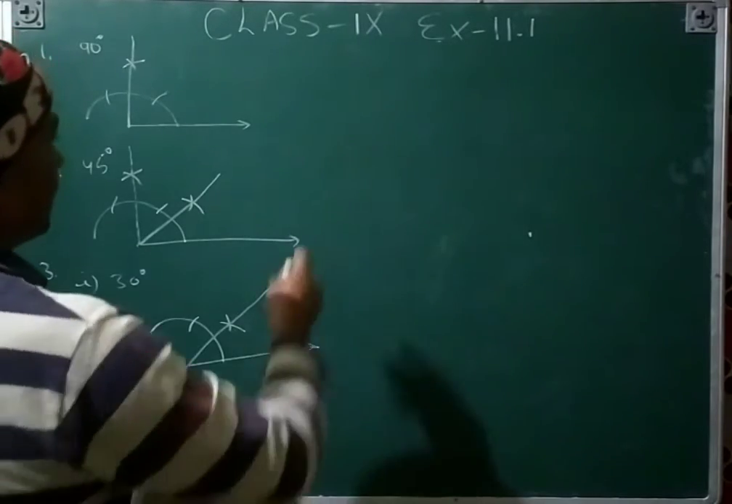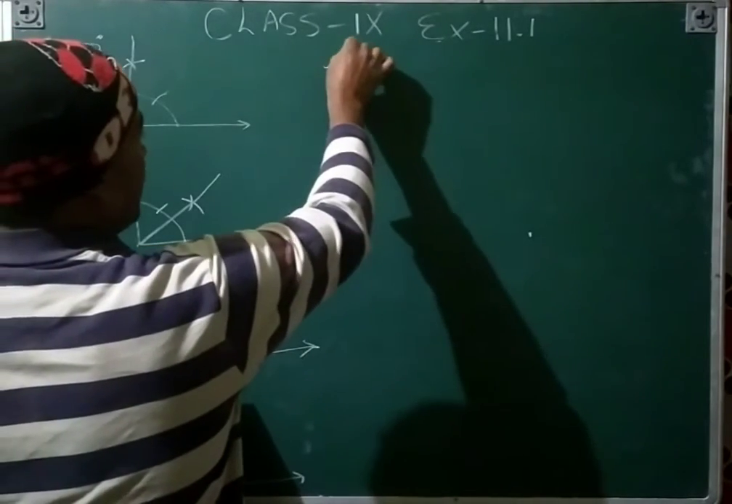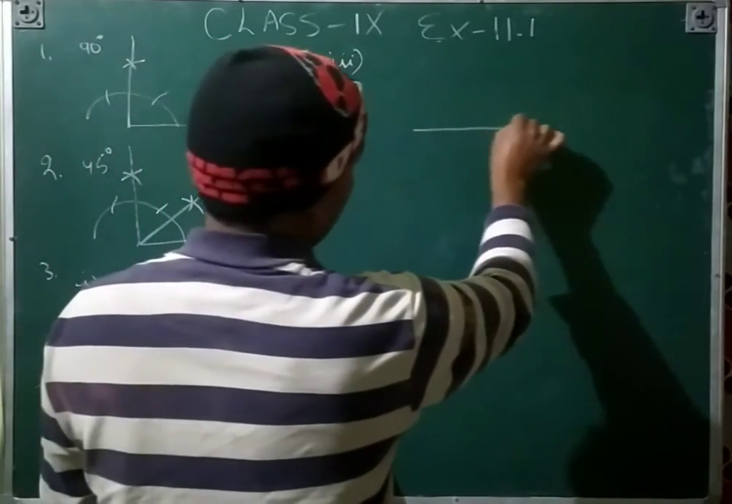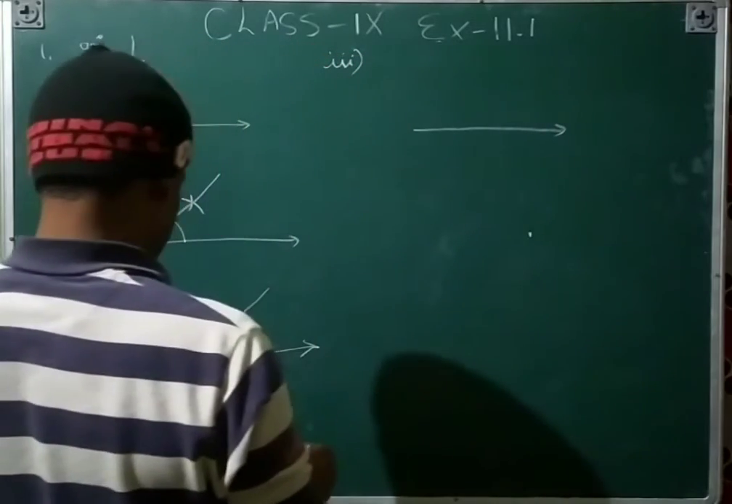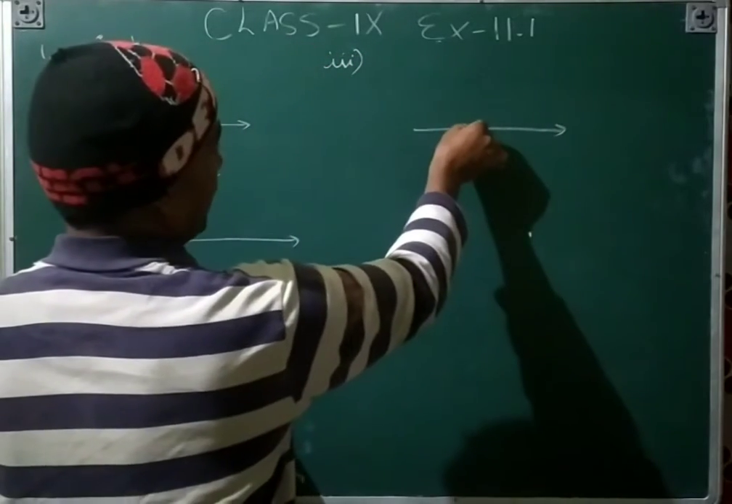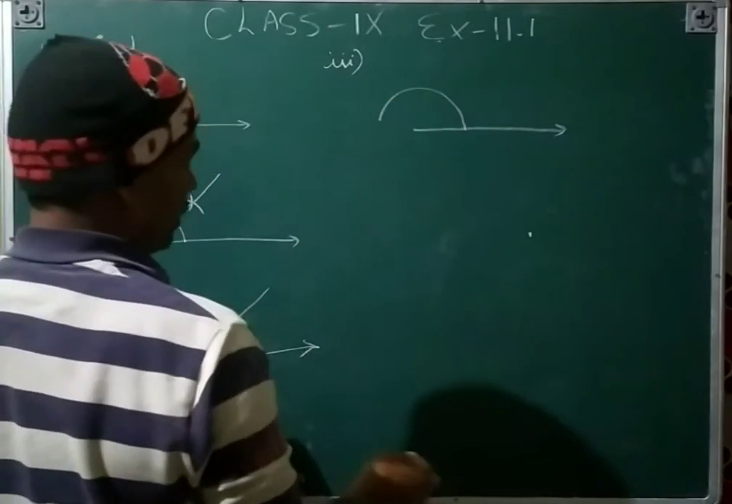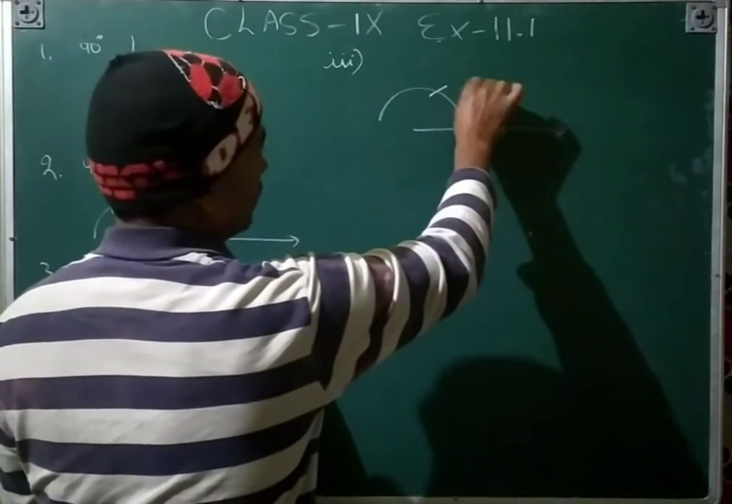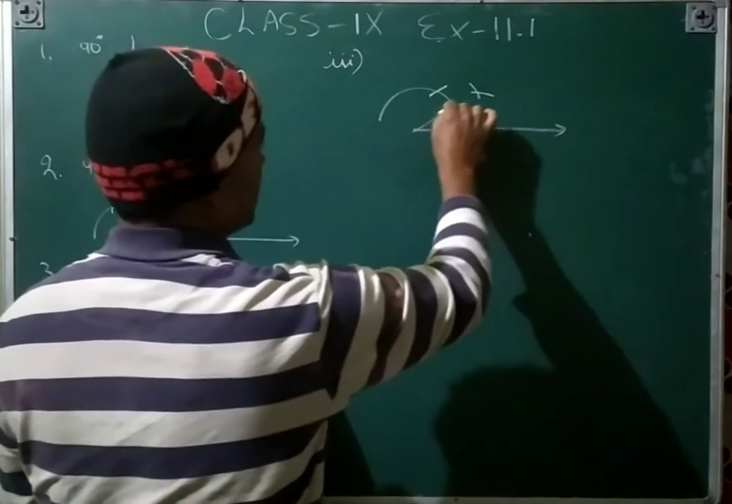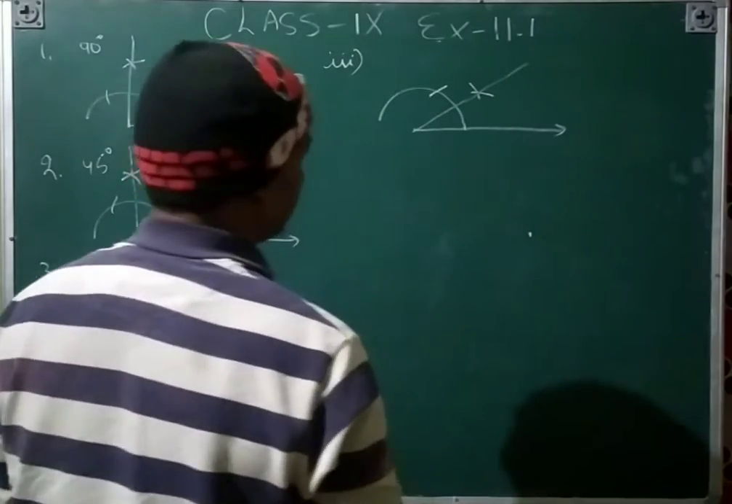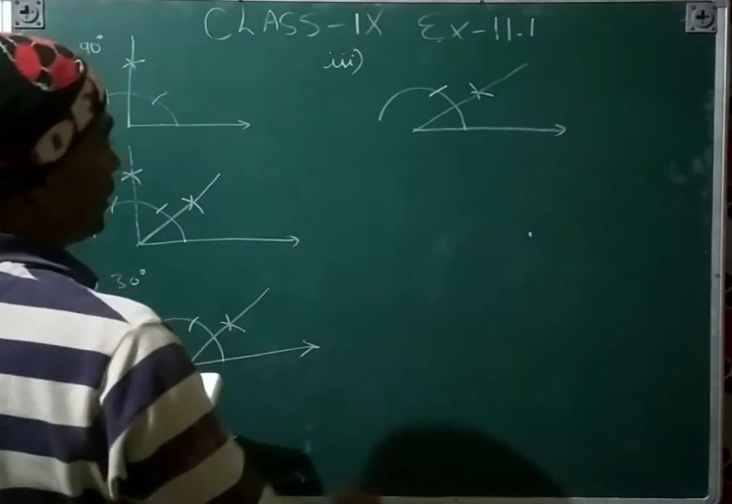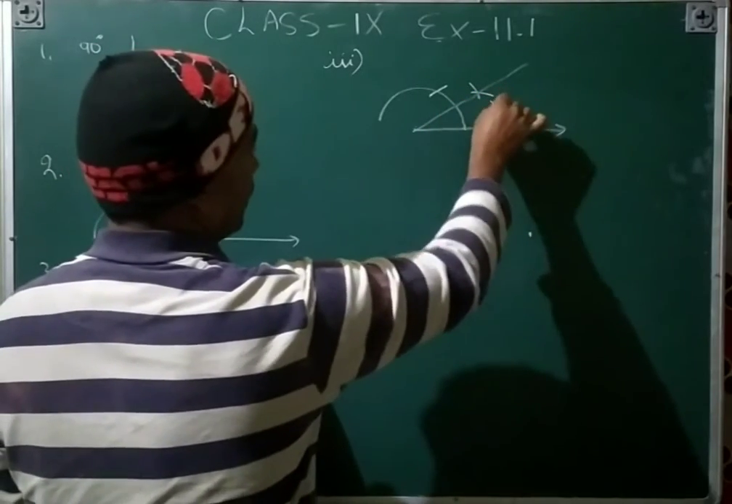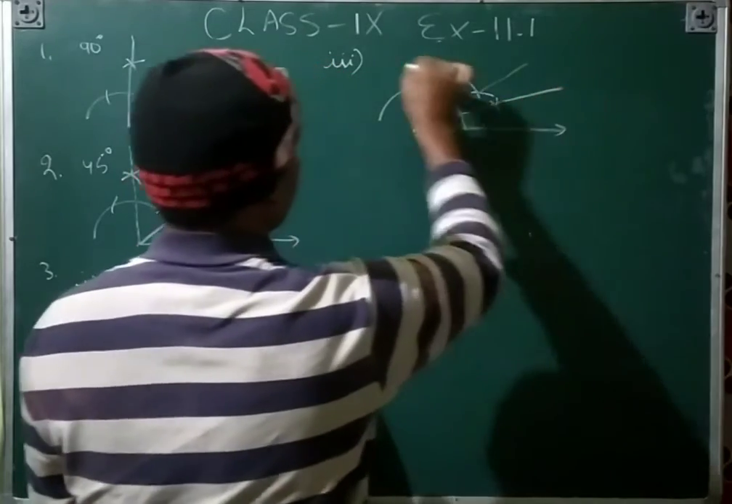And then 15 degrees. Draw a line, and from this point make an arc by 1 or 2 centimeters. With the same distance make an arc here and here also, and here also. It means this is 30 degrees. Now we need 15. So from here make an arc, and from here also make an arc. This will be 15 degrees.